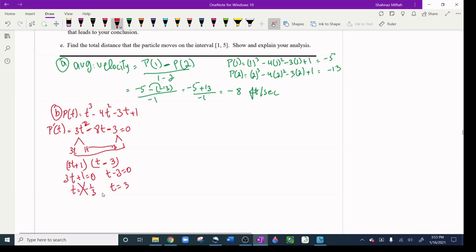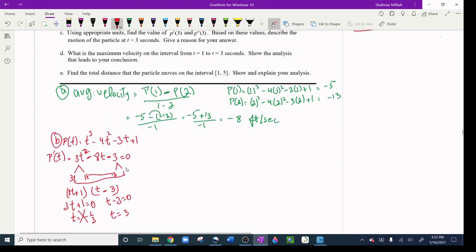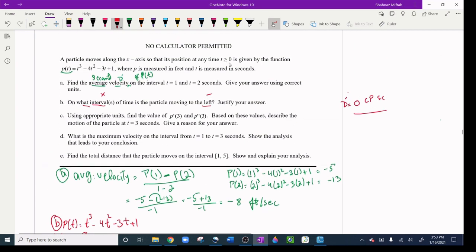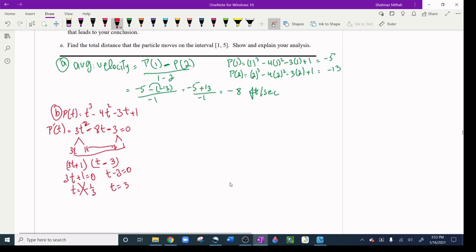It's still going to give me negative. t equal negative 1/3, t equal 3. 3 is positive, since my restrictions are t greater than or equal to 0, so it's supposed to be positive answers. So this one doesn't work, but that one would work.